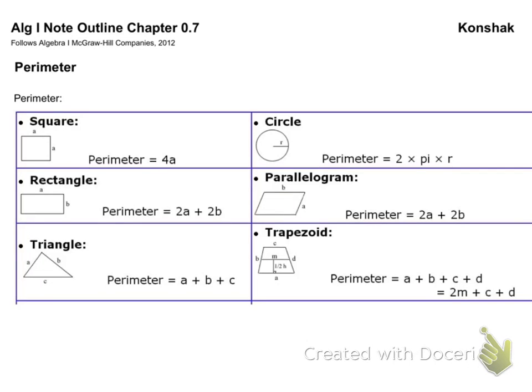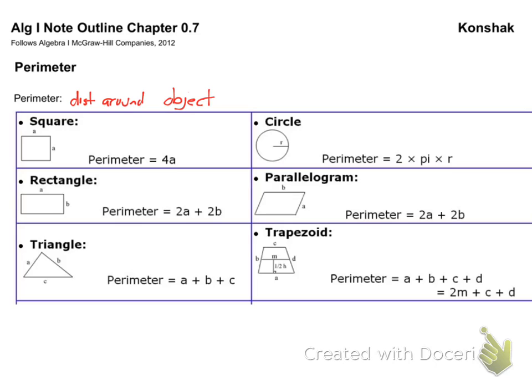Algebra 1 outline for 0 chapters, part 7. This is on perimeter. What's perimeter? The outside of a shape, like it's the length. The length, or we sometimes call it distance. So the distance around an object or a shape, the outside, right?